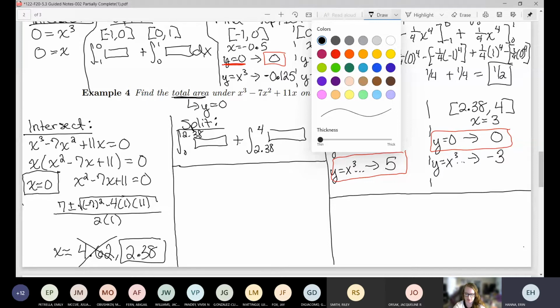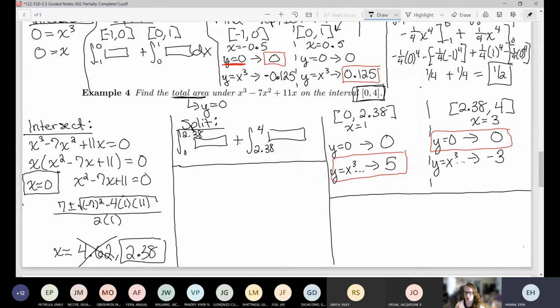Now, I also want to clarify, don't assume that it's always going to change. A large amount of the time it will, but sometimes it actually won't. So don't assume that just because the x cubed function was the top in the left interval, that it's not going to be the top in the right interval. You always need to triple check.